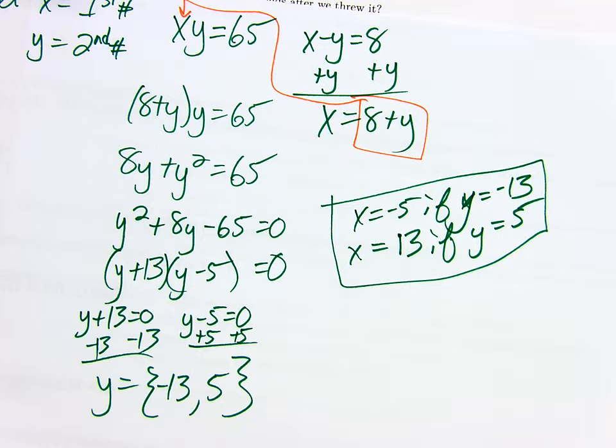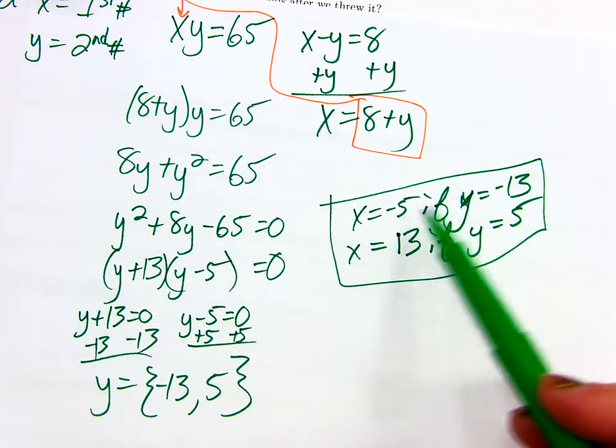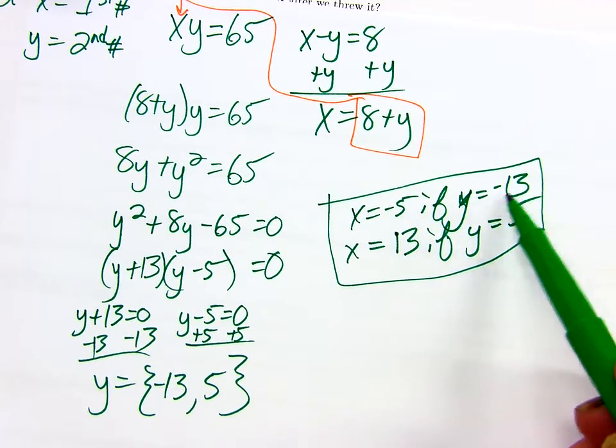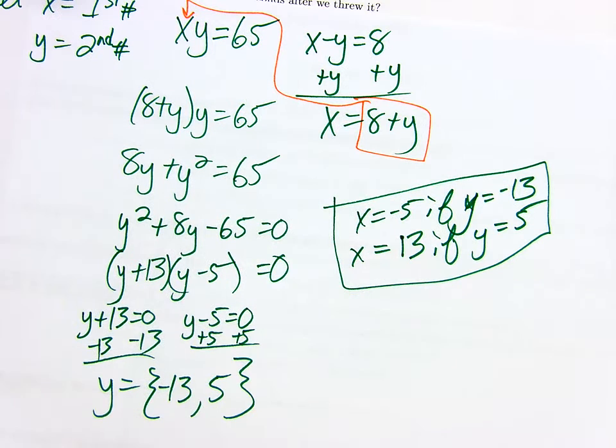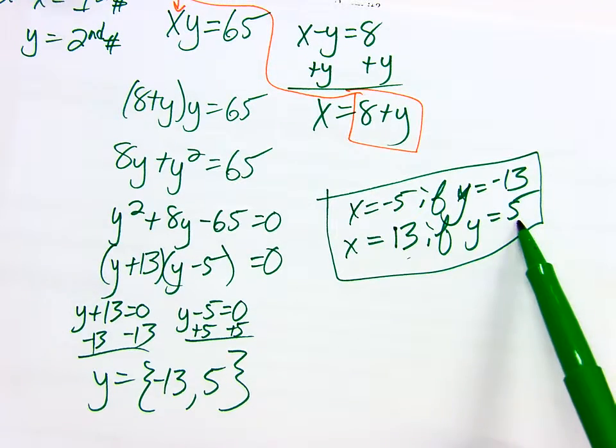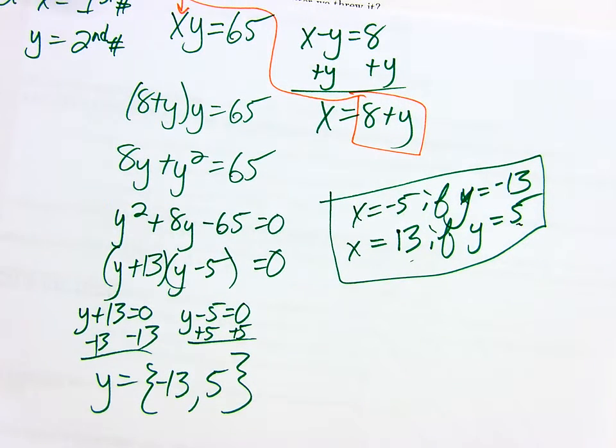Again, guys, don't do all this work and then not check your answer. If this is the case, is negative 5 and negative 13, if I multiply them together, do I get a positive 65? Wow, that's a good sign. Positive 13 times positive 5 is positive 65 also.